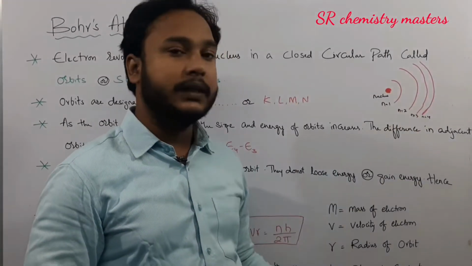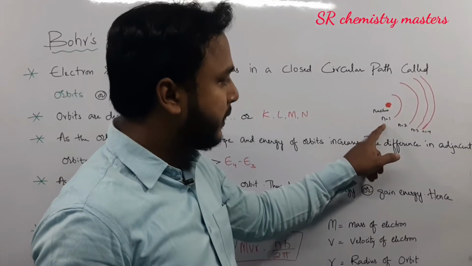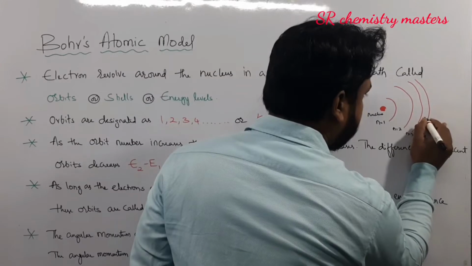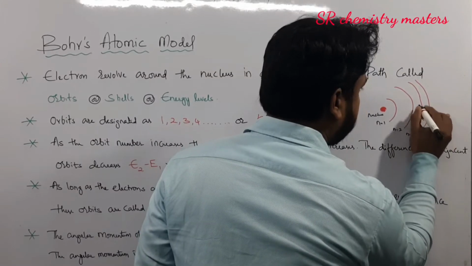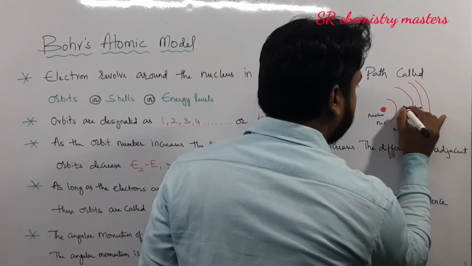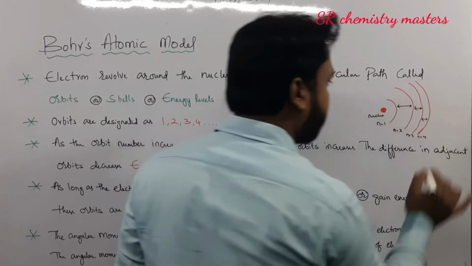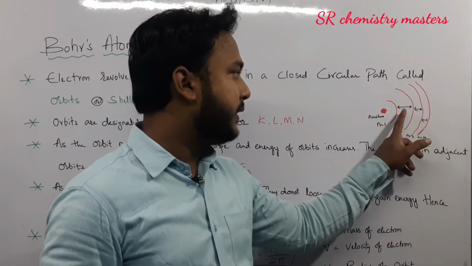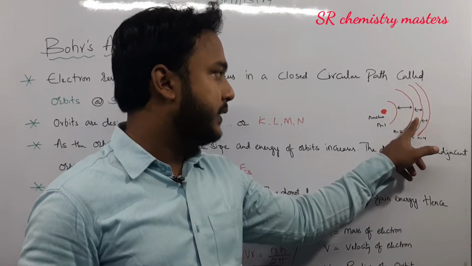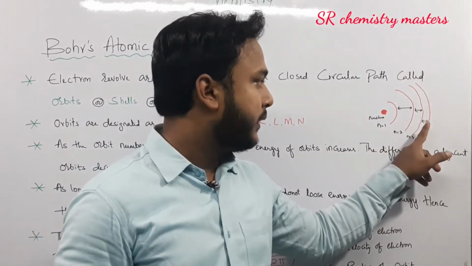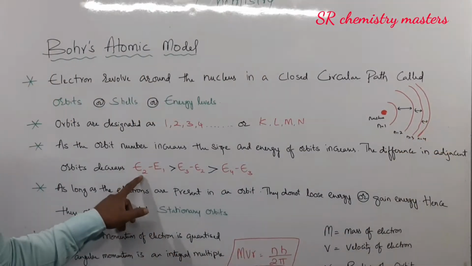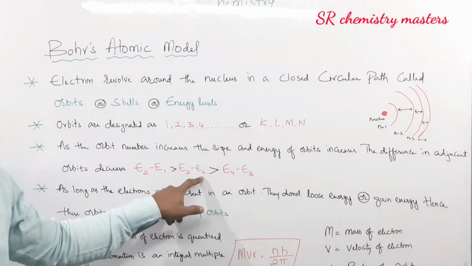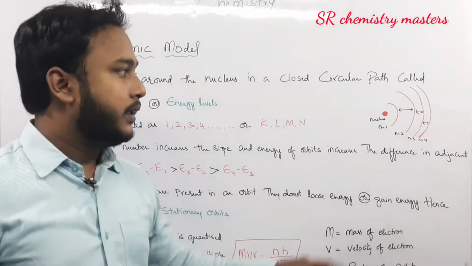And one more thing here, you should see that as the orbit number increases, the difference between the adjacent orbits, which is nothing but the distance between the adjacent orbits, is decreasing. If you see here, this is more when compared to this one, and this is more when compared to that one. That is represented here as E2 minus E1 is greater than E3 minus E2, greater than E4 minus E3. You can see it here.